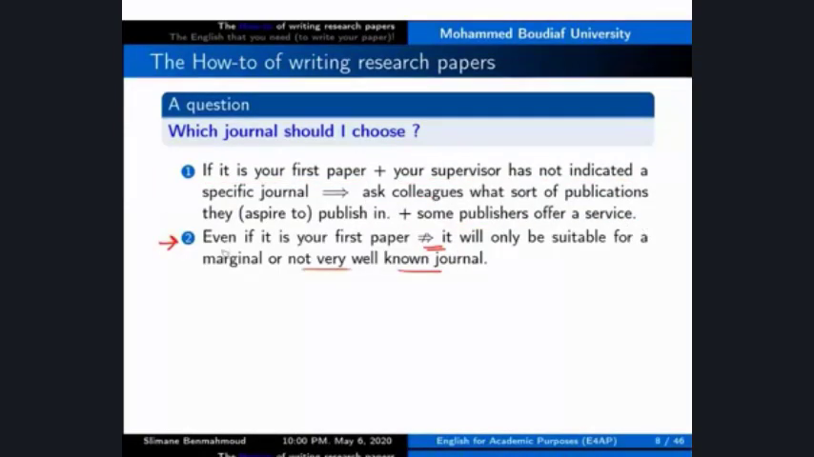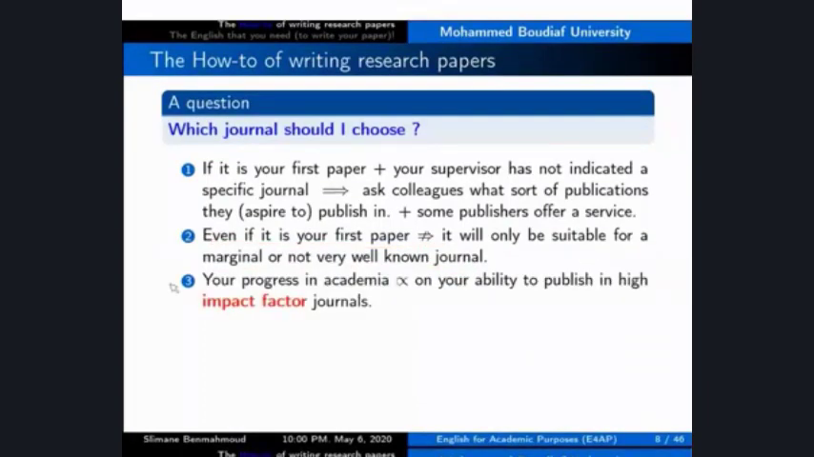Even if it is your first paper, this does not mean that it will only be suitable for a marginal or not very well-known journal. What does this mean? This means do not underestimate your work. Even if it is your first paper, it may be suitable for a very famous journal, for a high-impact journal. This is just to motivate people.